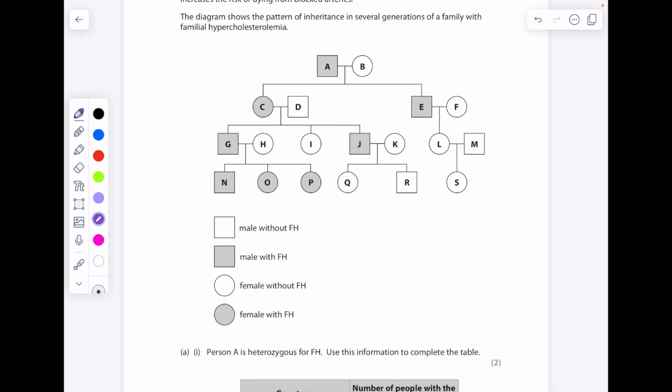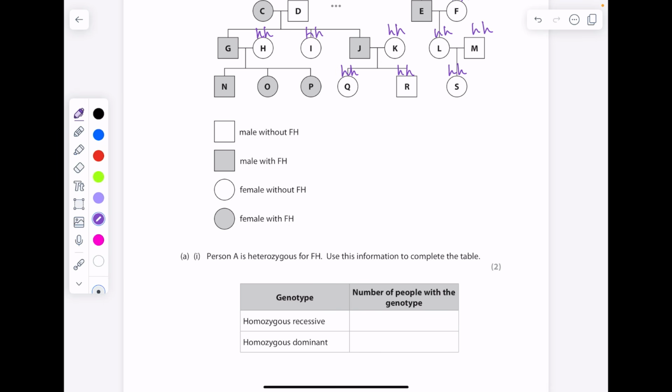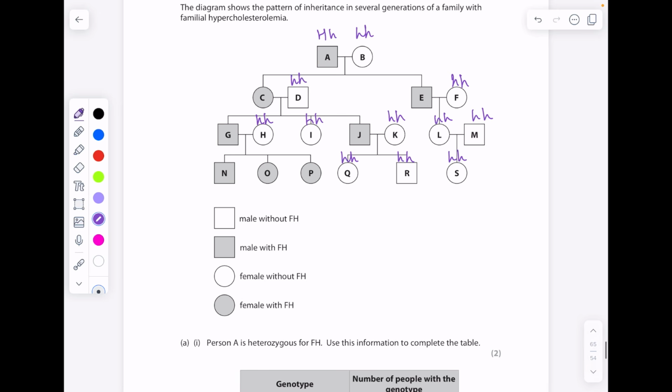So we've been told that this person has two different alleles. We can immediately label all of the unaffected healthy people's genotypes because I've already said they must be lowercase h, lowercase h. So we're being asked how many people are homozygous recessive. Homozygous means they have two of the same allele. Recessive tells me that they're both lowercase. So then it's simply a matter of just counting up all of the homozygous recessive people. 1, 2, 3, 4, 5, 6, 7, 8, 9, 10, 11.